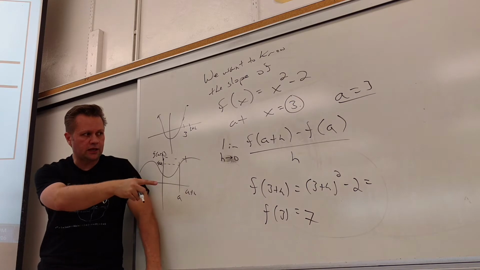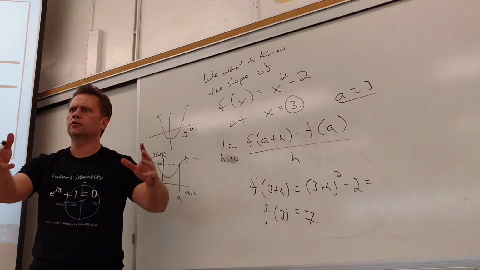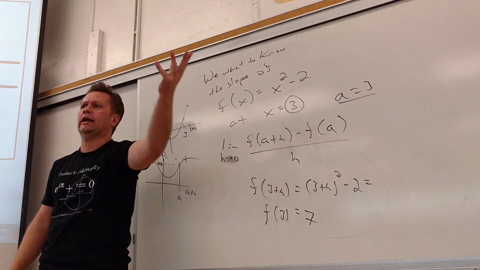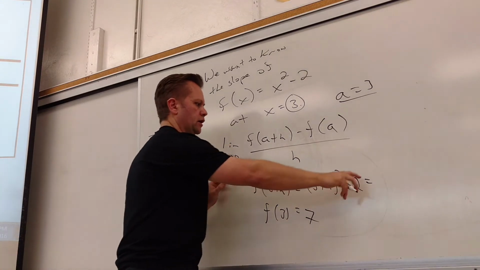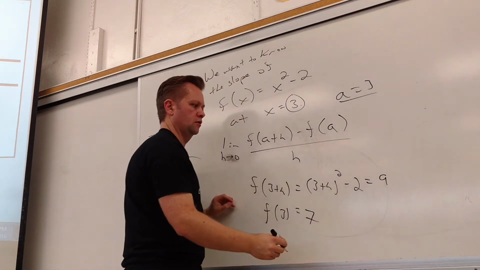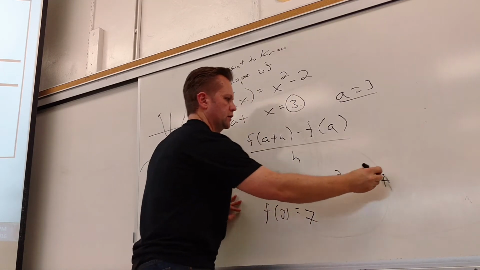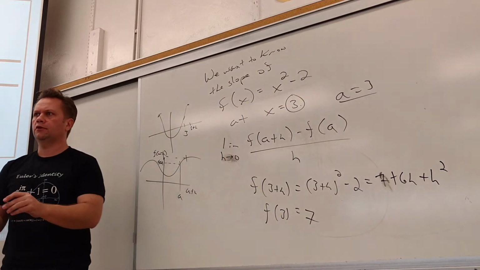Right, you got to plug 3 plus h in and then do it. Are you guys with me? I mean, f of 3 plus h is you plug a 3 plus h in place of x. You don't just tack a plus h on the end. We know better than that. So what do you get here? You get 9 minus 2 is 7, plus 6h plus h squared. I like it. All right, let me stop there for a second.